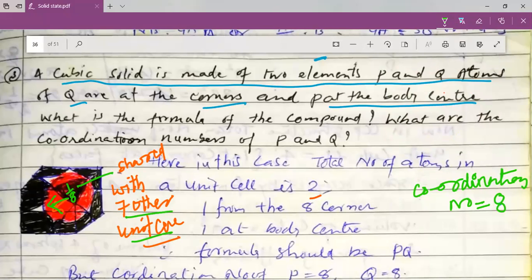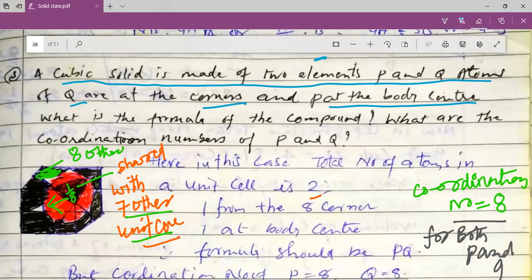So this particular particle which is present at the corner, my dear students, is also in contact with 8 other particles. And that is why the coordination number for both P and Q will be 8. So here we can say that the coordination number for this particle is 8 only. So we can understand the coordination number 8 for both P and Q. So now we have realized the coordination number.